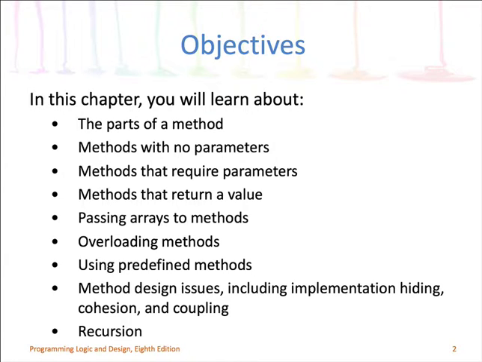We're going to talk about methods that do not have parameters, methods that do have parameters, and the fact that methods need to return a value. So we'll talk about what kinds of things can be returned. Arrays are passed a little differently to methods than normal variables, so we'll talk about that. We'll talk about overloading methods. We'll talk about using predefined methods that have been predefined some way. And then we'll talk about implementation hiding, cohesion, and coupling.